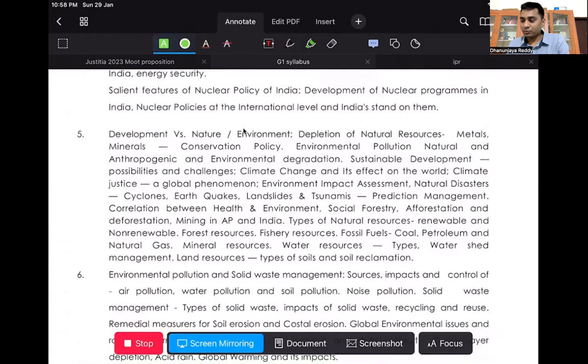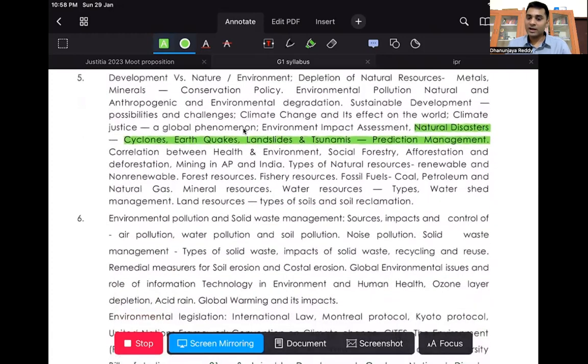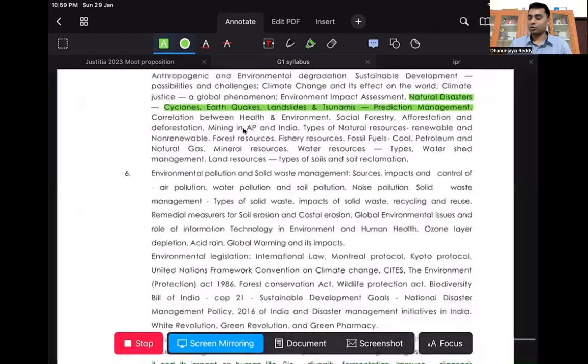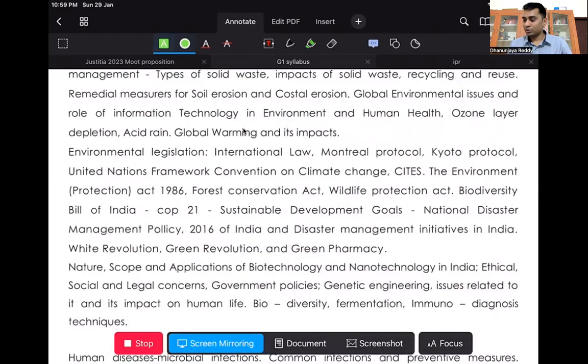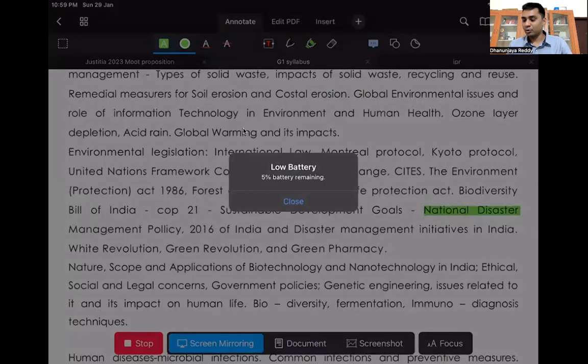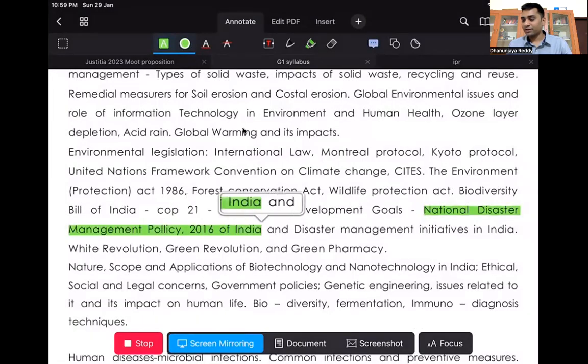In chapter 5, you have a topic called environmental impact assessment, natural disasters like cyclones, earthquakes, landslides, tsunamis, their prediction and their management. You have this, natural disasters. Now, you have a similar type of thing here. Look at here, National Disaster Management Policy 2016 of India and Disaster Management Initiatives in India. So that topic and this topic should go together.